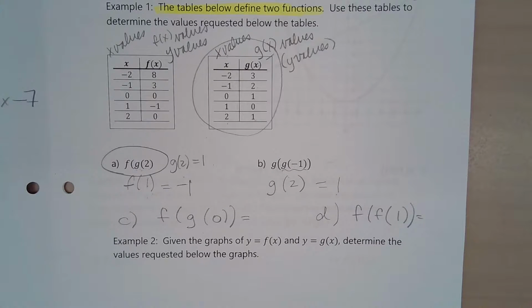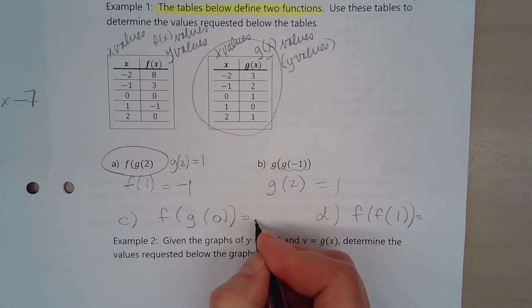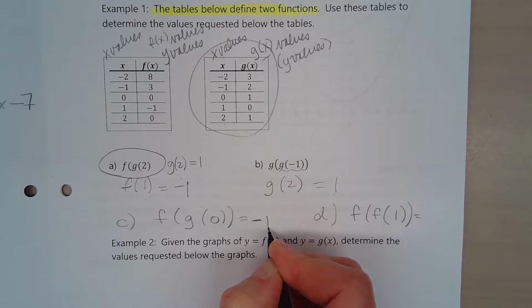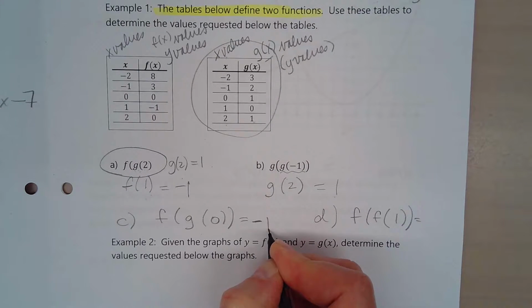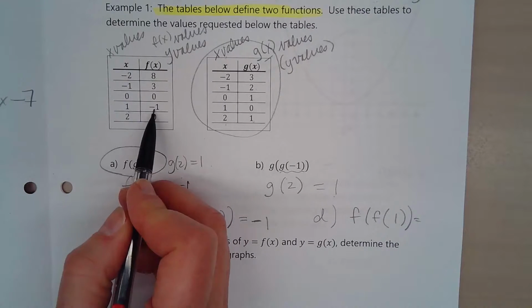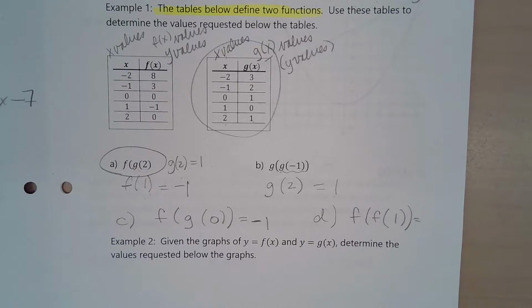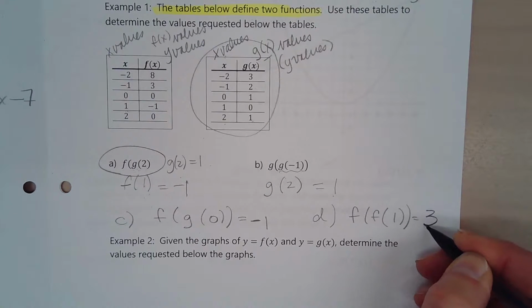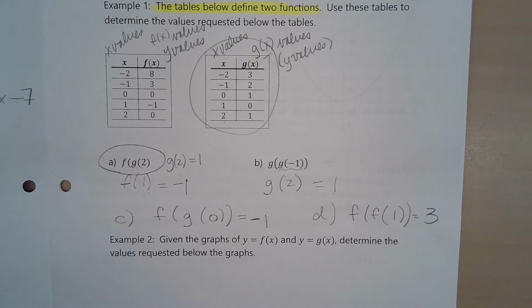Okay, what's F at G at 0? I say -1, agree? Okay, so G at 0 is 1, and then F at 1 is -1. Okay, what's F of 1? Yeah, agree? Okay. All right, so let's try graphing now.